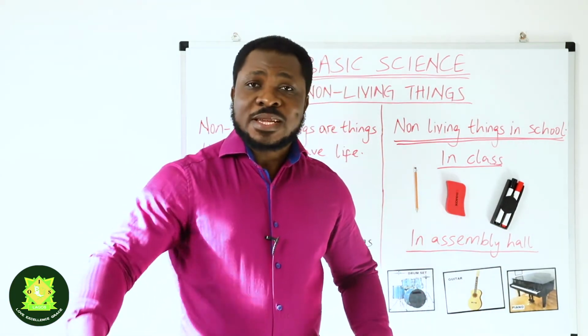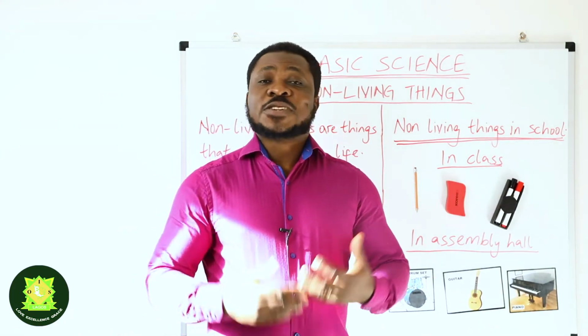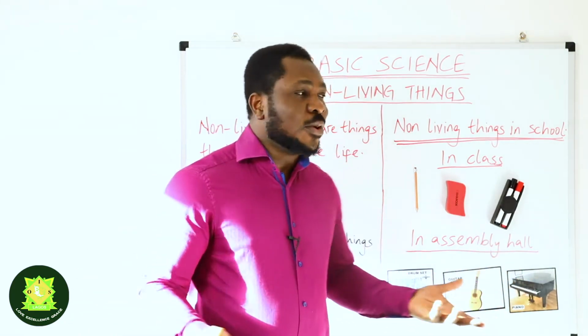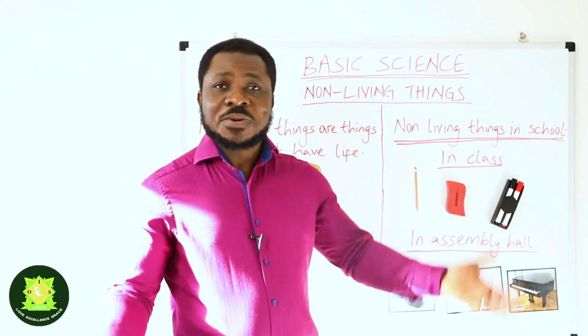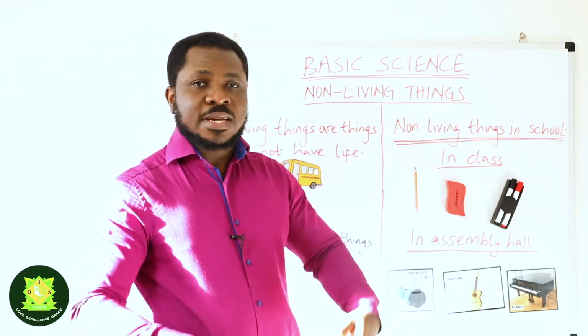The chairs. The chairs you're sitting on are a good example of a non-living thing that you can find in the assembly hall. Also in the class, another good example of a non-living thing you can find in the class is the school board, the table, the chair.